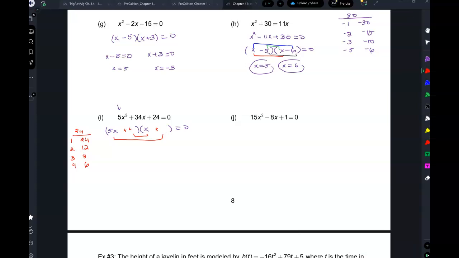Well, you trial and error. Let's see, 4 and 6. Does this work? 30 and 4. Oh my gosh, this totally works. This is it. Yay, we did it.